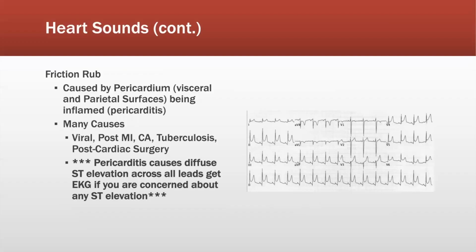Okay, so friction rub is caused by the pericardium, or the heart sac, being inflamed, which is also called pericarditis. There are many causes, such as after an MI, tuberculosis, and post-cardiac surgery. So pericarditis does cause diffuse ST elevation across all 12 leads. So if you are concerned about ST elevation, always get an EKG so you can rule out pericarditis, to see if there's actually an acute blockage going on at that time with your patient.